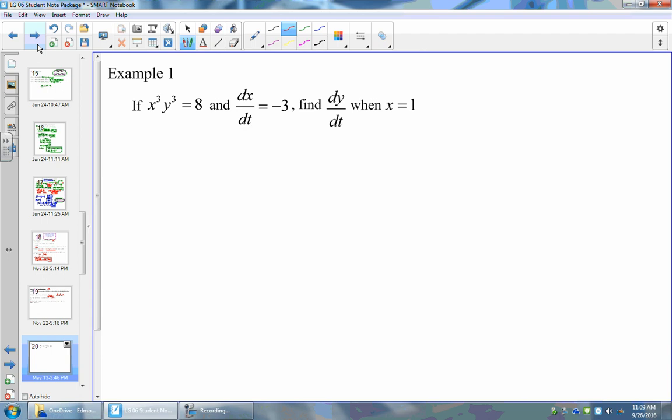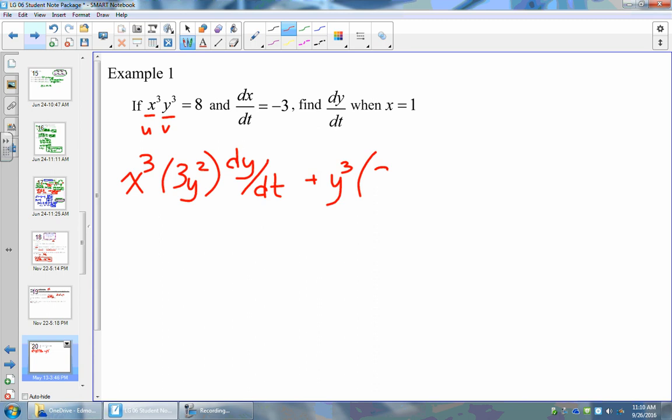It's saying if x cubed y cubed equals 8, and the derivative of x with respect to time is -3, find the derivative of y with respect to t when x equals 1. Let's figure this out. First we want to take the derivative. This is kind of like our product rule. So I'm going to take the derivative of y, which is going to be 3y squared, and then remember dy over dt, we have to make sure to include that, plus y cubed times the derivative of x. That's going to be 3x squared, and then dx over dt.